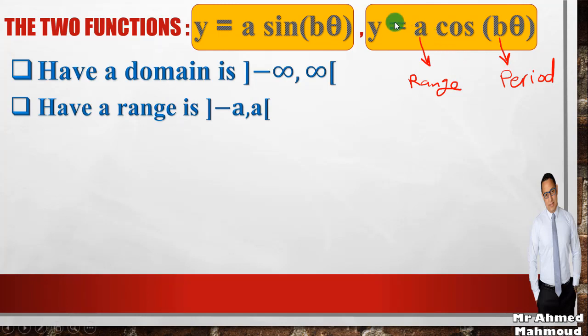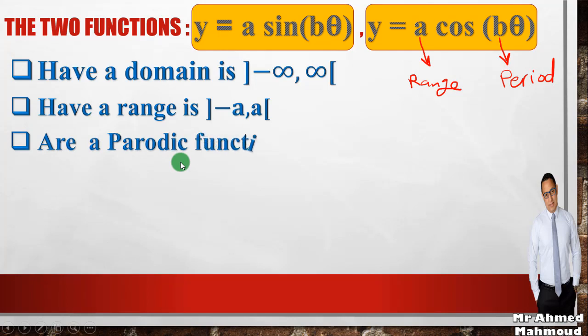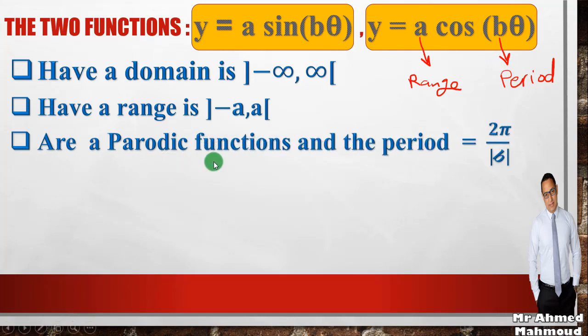Number 2, the range. The range is from negative a to a. If a equals 1, then it will be negative 1 to 1. If a equals 2, from negative 2 to 2, and so on. They are periodic functions, and the period equals 2 pi over absolute b. Absolute b because if b is negative or positive, it doesn't matter. So the period here equals 2 pi over absolute b.